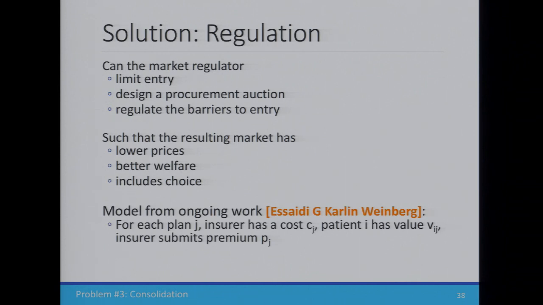So one specific model from a project I'm currently working on, just to be a little bit more concrete, and there could be many models here, is that maybe for each plan J, the insurer has some cost of how much it actually costs them in expectation to offer this plan, and the patient has some value V_ij for plan J, and the insurer is going to submit a premium, so this is like a bid of how much they're going to charge the patients, P_j, to the regulator. And then the regulator is going to run some sort of mechanism in order to decide which plans get to stay in the market. So maybe the mechanism could be, I will take the 3 best plans that maximize welfare, or maybe it could just be, I'll take any number of plans that maximize welfare. So my point is just there's a mechanism design problem here. Okay.